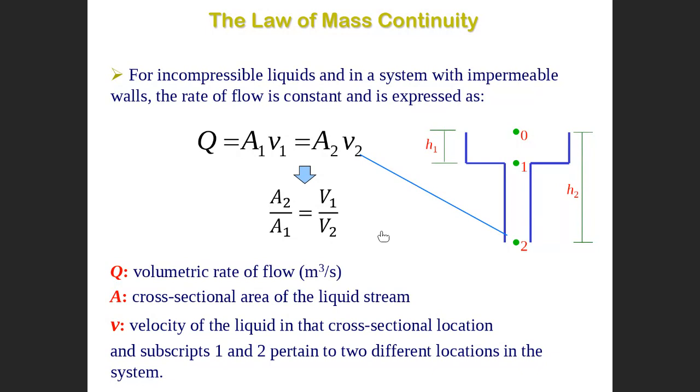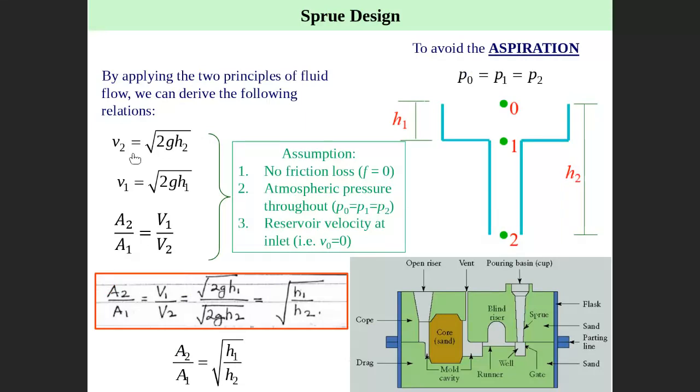Right. So two equations now. From the second equation, we know that A2 divided by A1 equals V1 divided by V2. Okay. Now I would like to mix the Bernoulli equation and the mass continuity equation, and see what we can get. So you can see that V2 equals square root of 2gh2 here at point 2, and V1 at point 1 is equal to this, to avoid aspiration.